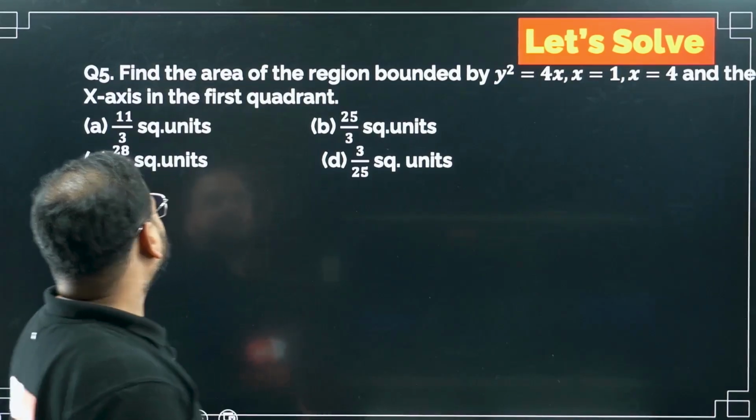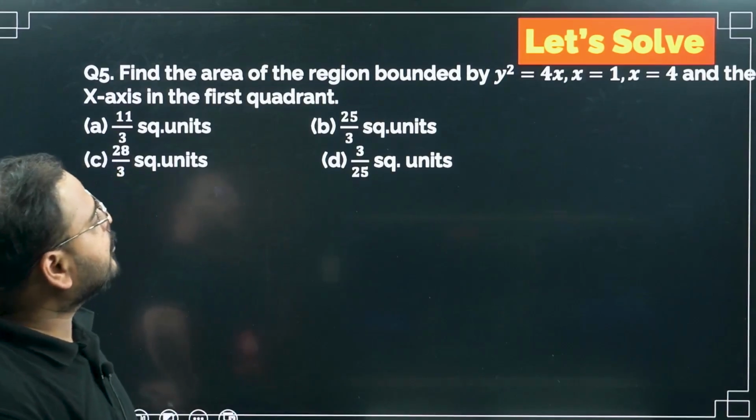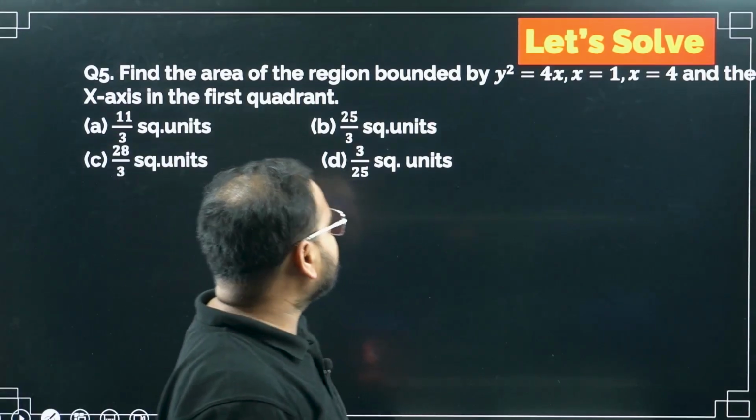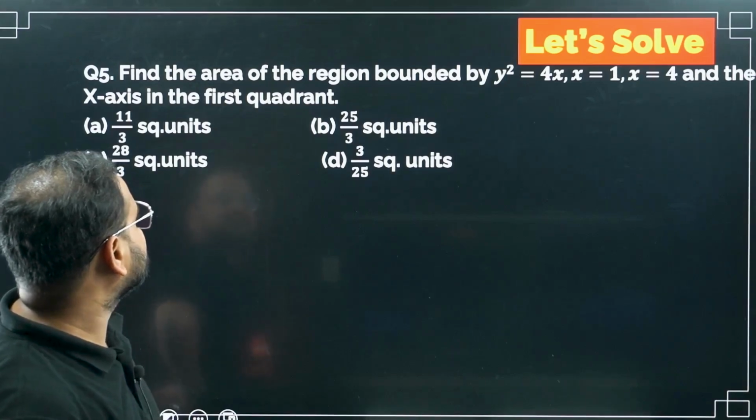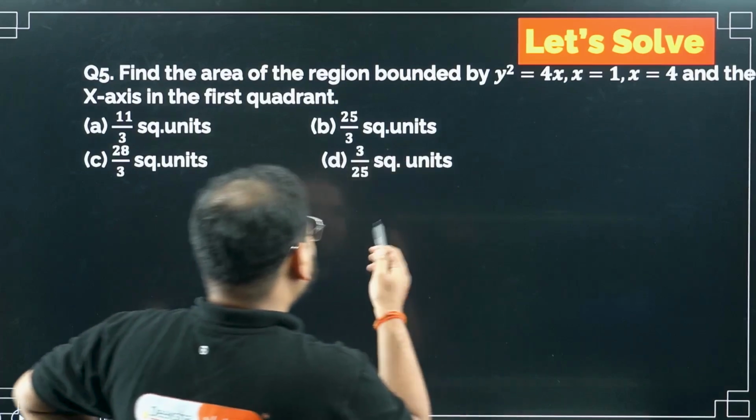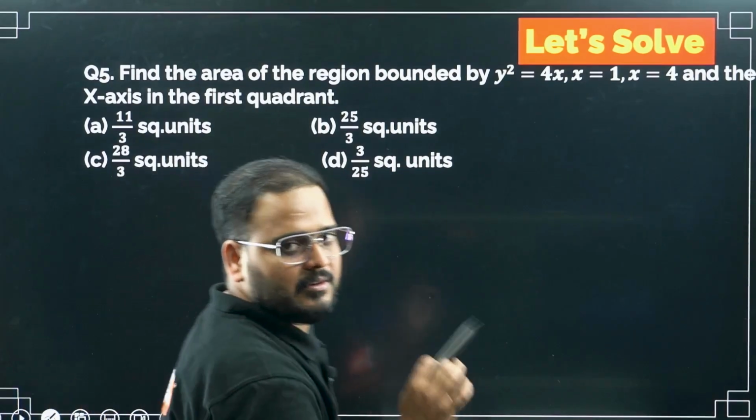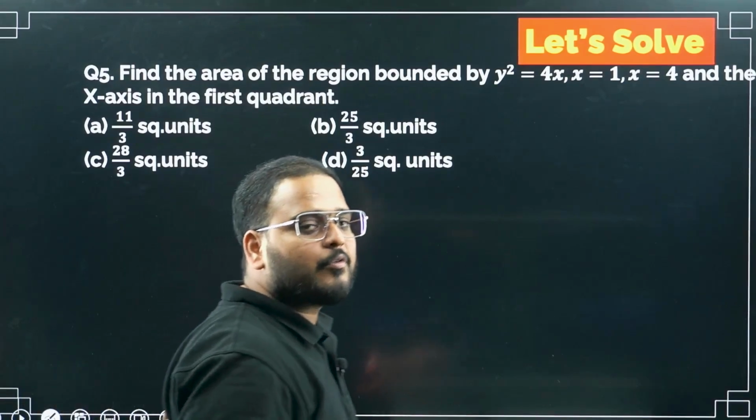Okay, so find the area of the region bounded by y square equals 4x, x equals 1, x equals 4, and the x-axis in the first quadrant. I'll draw everything and give you the figure, then you have to solve the question from your side and give me the answer. I'll give you the answer also, but you have to solve it yourself.